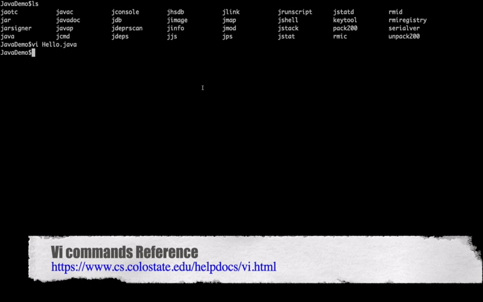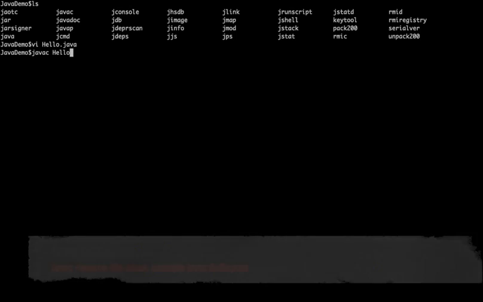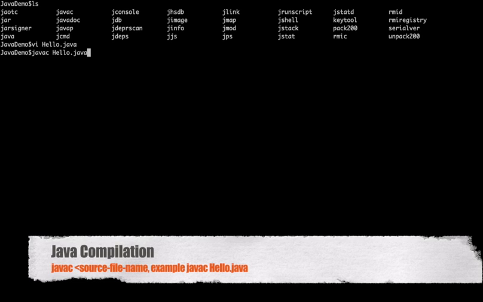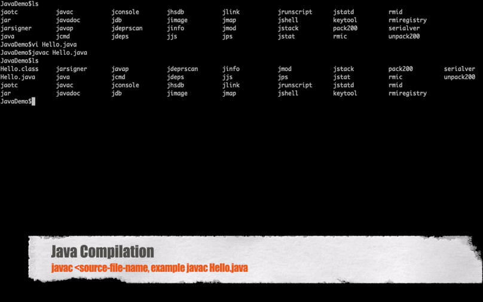Now we have to compile this code. javac Hello.java. When I say javac Hello.java, the source code is converted into bytecode. Let's see, ls. You see there is one more file created. After your compilation, that is the bytecode, Hello.class. So now we have Hello.java and Hello.class.